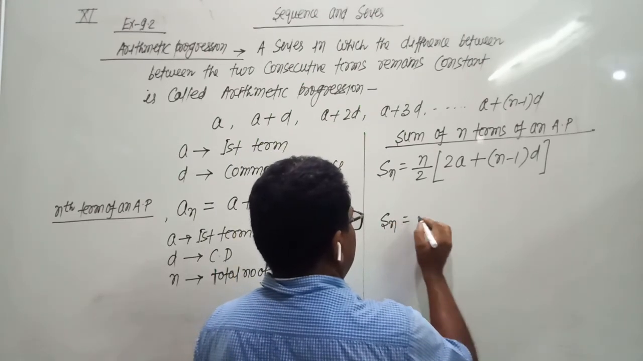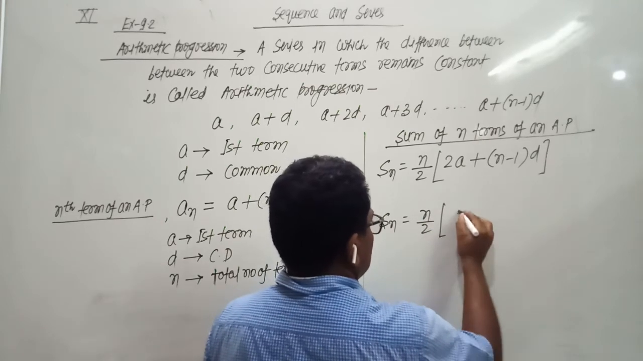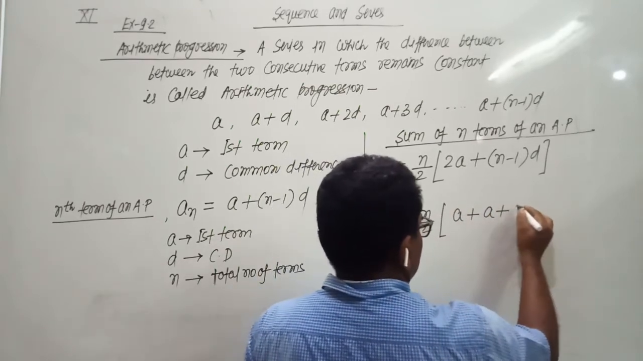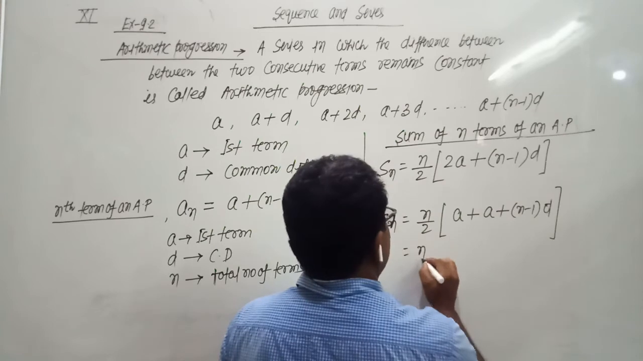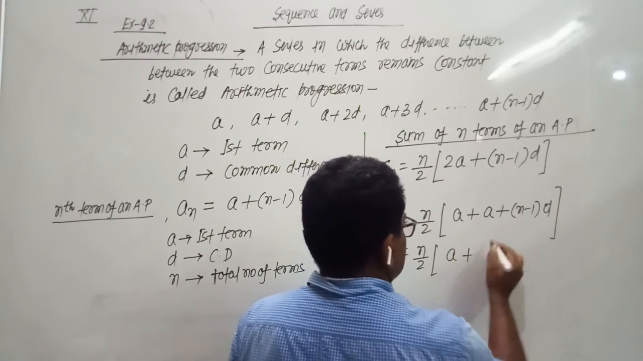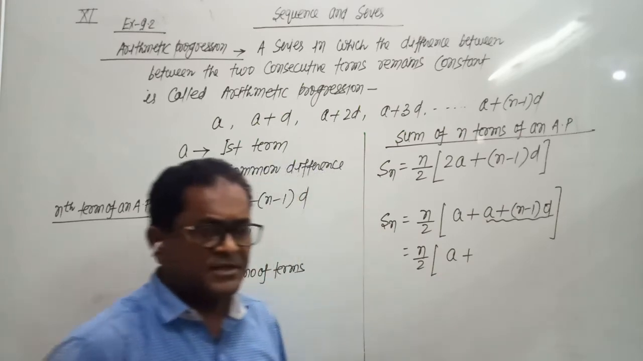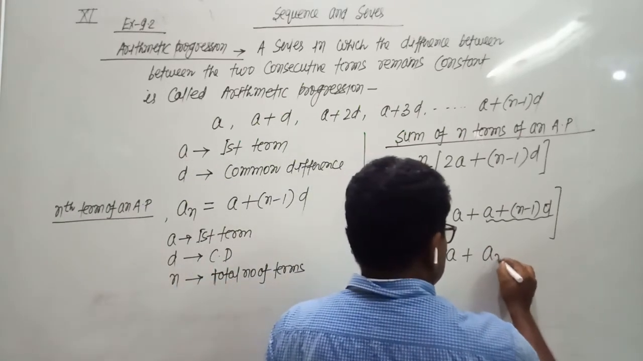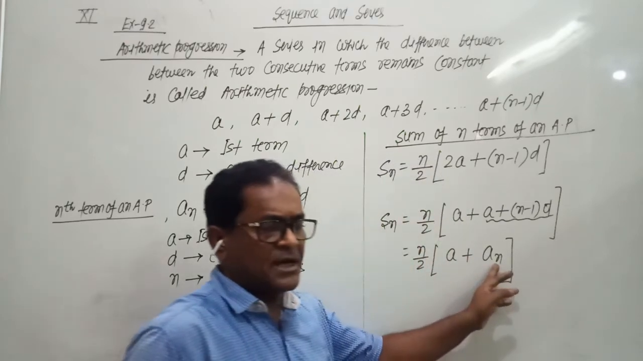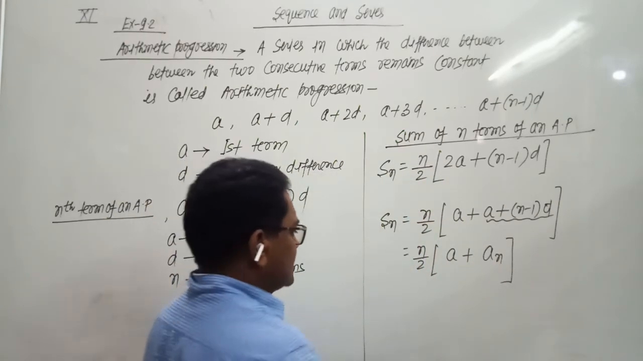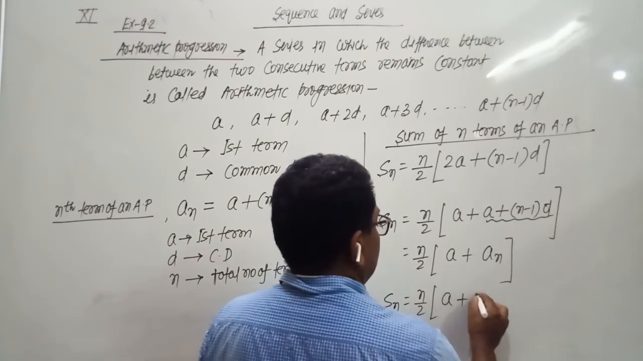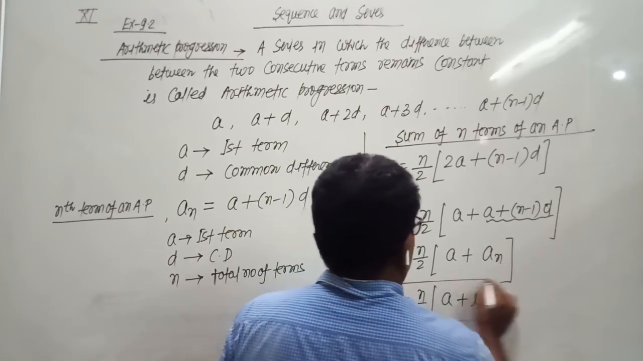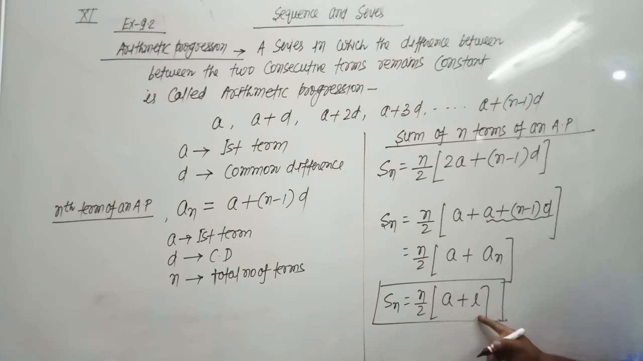This formula can also be written as n by 2, 2A can be written as A plus A, and plus n minus 1 D. So n by 2, A plus, this is the formula for the nth term. So this is also written as An. An is the last term, the nth term is the last term. Somewhere the last term is also represented by L. L means An, the last term of an AP.